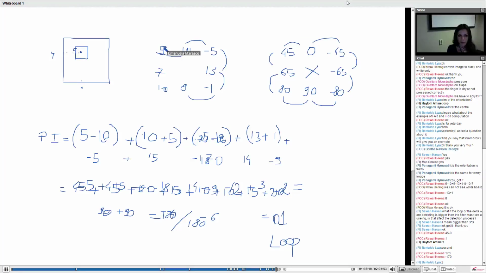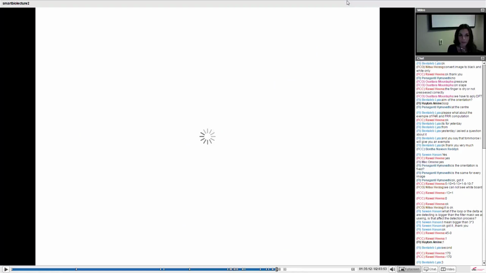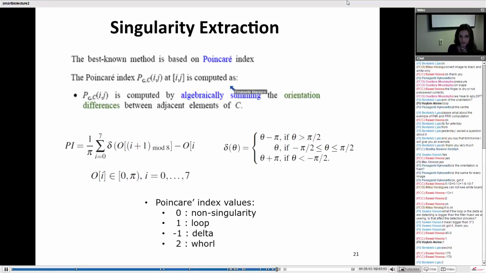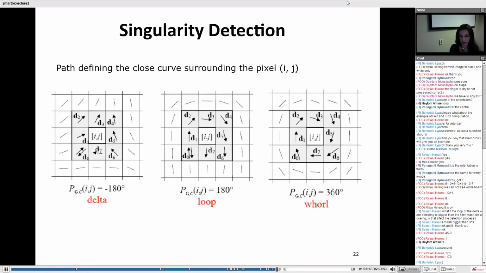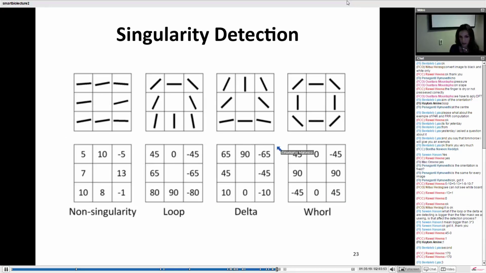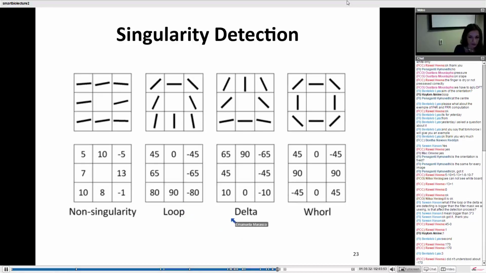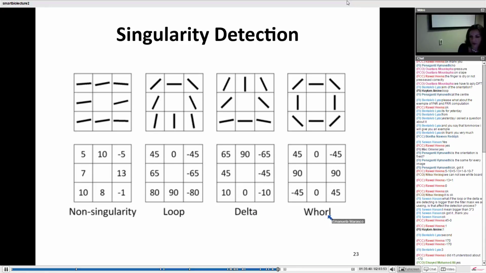So that is this procedure. Do you want an additional example for the computation of the Poincare method, or we can just go ahead? Because here in slide 23, I reported 4 cases. So we computed together the first, the non-singularity, and the second, the loop. So now, are you able to compute the other cases by yourself, or do we need to compute other cases now? So there is a question, right?